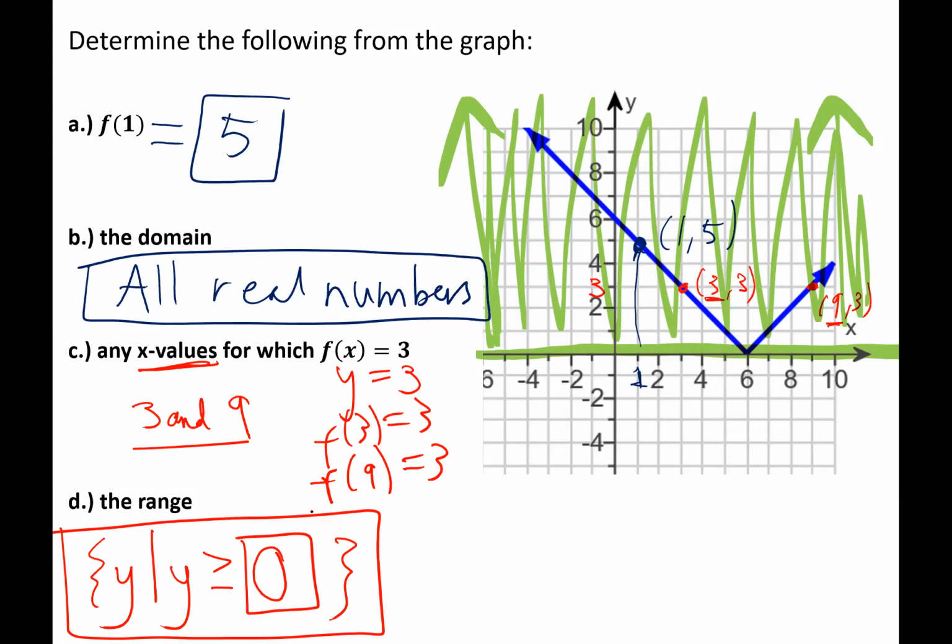Now you might have choices. One of the choices might be all real numbers. One choice might have a less than or less than or equal to. We definitely need the greater than or equal to because we're going up. We're going in that up or positive direction for the range.